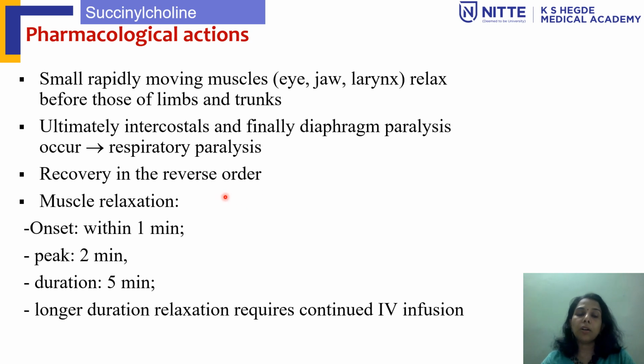The muscle relaxation onset is within 1 minute, the peak effect is seen by 2 minutes, and the duration is about 5 minutes, with longer duration of relaxation seen even with continued IV infusion. As I told you, there is phase 1 blockade and phase 2 blockade. Phase 2 blockade is seen when there is a prolonged IV infusion of succinylcholine, or if the patient is deficient in butyrylcholinesterase, or pseudocholinesterase, so the action is prolonged.